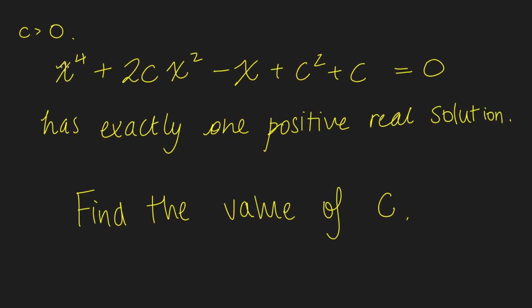So c is a positive number, and we have this quartic equation here: x to the 4 plus 2cx squared minus x plus c squared plus c is 0. And we're told that this has exactly one positive real solution for x. From this information alone, we want to find the value of c. Supposedly there's only one positive value of c such that this equation can have one positive real solution. We need to find that value.